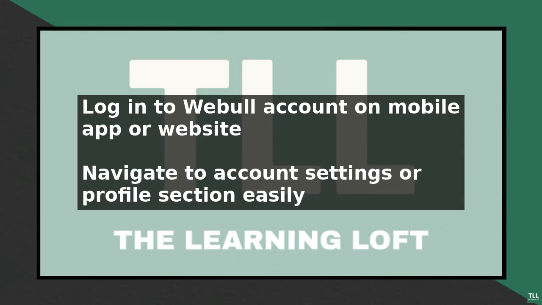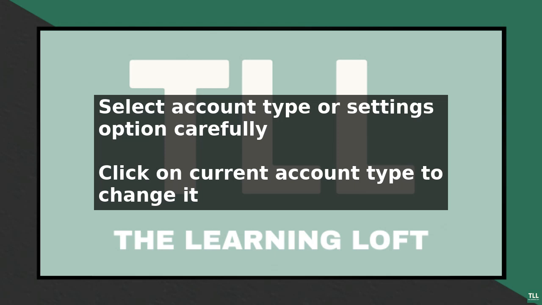Then click on the account type you are currently using, which is likely a margin account. You will see the option to change your account type to a cash account. Before proceeding, review the differences between a margin and cash account, as this change will affect your ability to borrow money and trade on margin. Once you understand the implications, confirm that you want to change your account to a cash account.